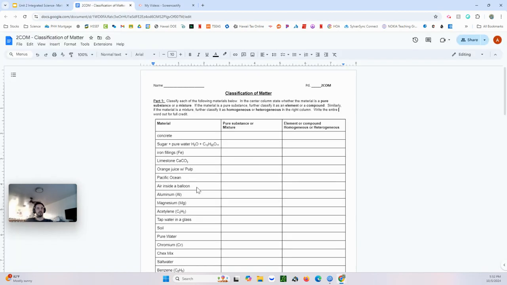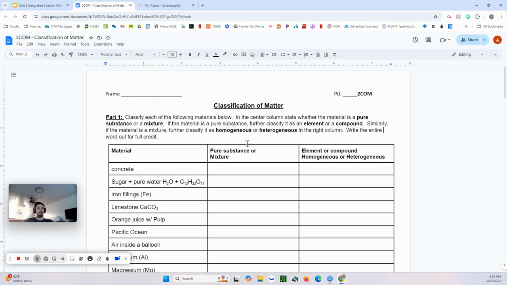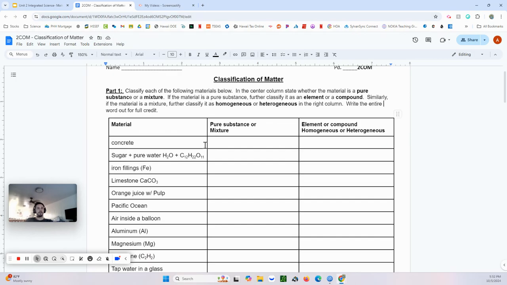to this worksheet. Okay, so on this worksheet, the first thing you're going to do is look at each material. And if you're not sure, that's okay. Give your best guess. That's what really counts here. Okay, you're going to pick, is this a pure substance or mixture? So that's the first thing. So concrete, I'll give you a little hint. Concrete is a mixture. So you're going to write mixture.